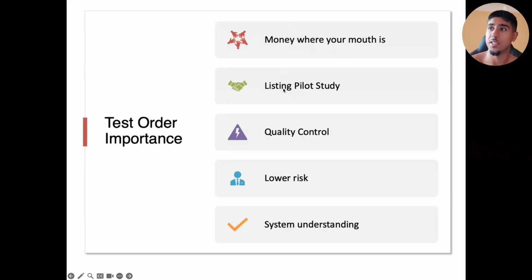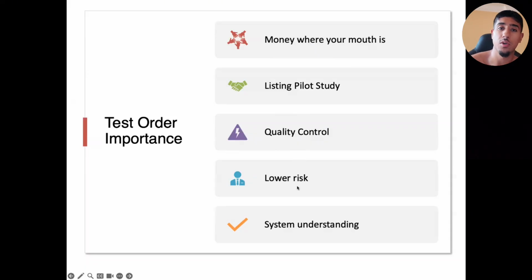Again, it's almost like a pilot study, so it's a little test. You can do all the analysis that you want, but you want to make sure that the product actually sells through. Quality control, making sure that the supplier is actually good. Is the supplier good? And are the products actually good? And they're in good condition. They're not broken. They're not arriving damaged.